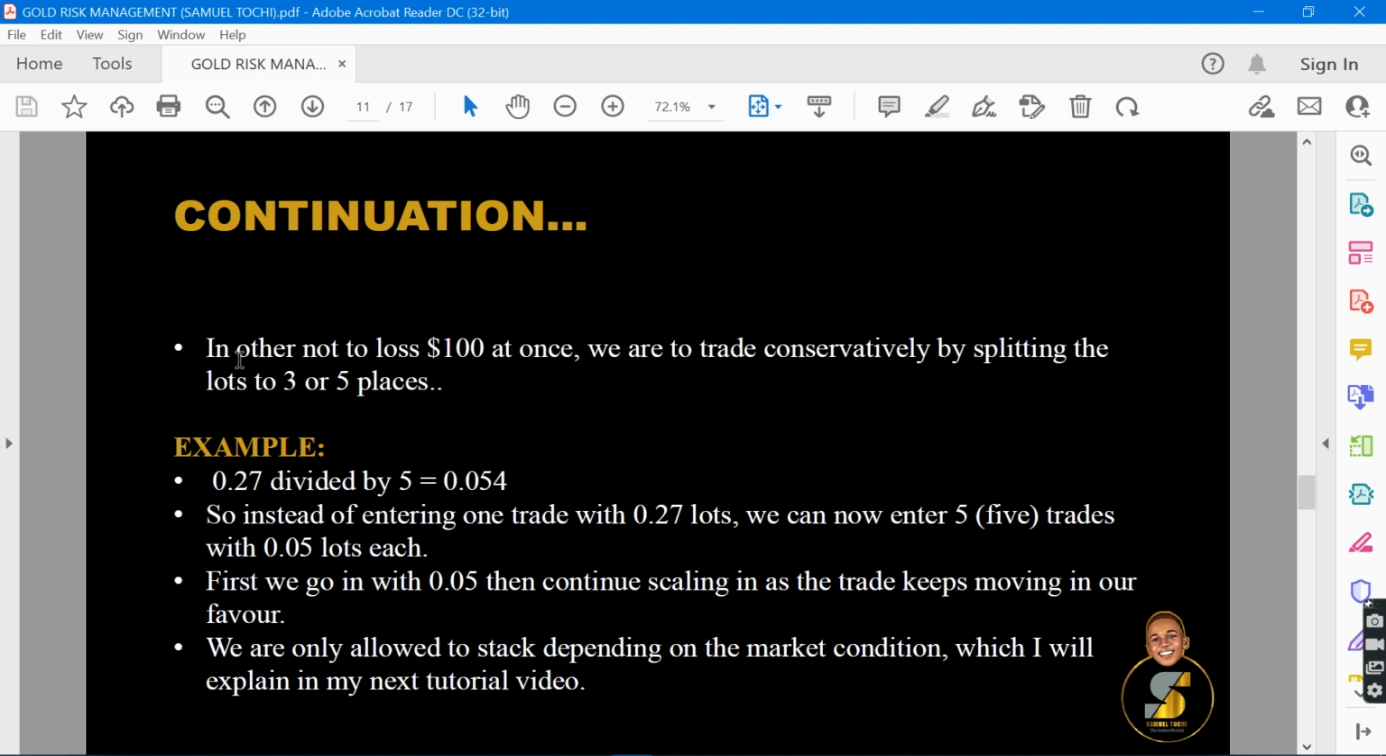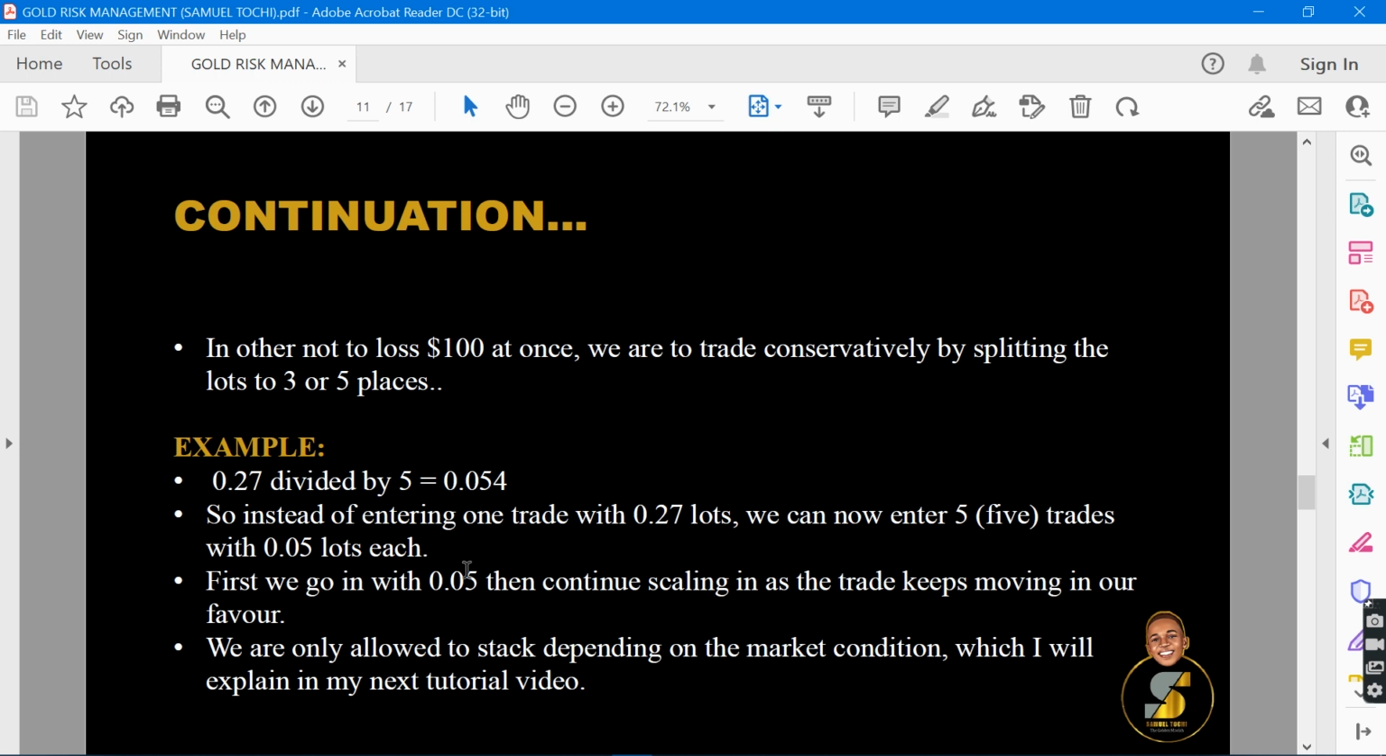In order not to lose this $100 at once, that is, if you use this 0.27 lot size and enter just one trade and it goes against you, you just lose the $100 at that spot immediately. So in order not to lose this $100 at once, we are to trade conservatively by splitting this lot into like 3 or 5 places. Let's say for example 0.27 divided by 5, it gives us 0.054. So instead of entering the trade with 0.27 lots, we can now enter 5 trades with 0.05 lots each.